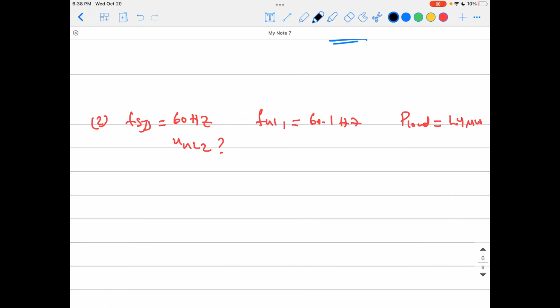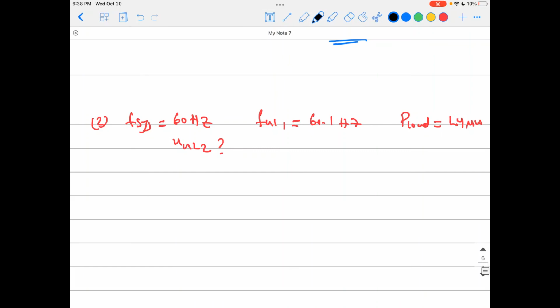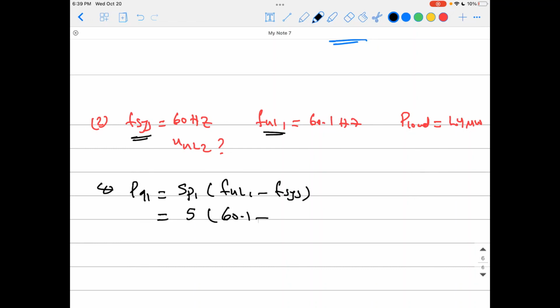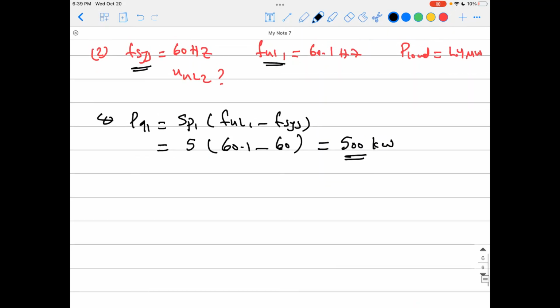So let's figure out what we have in our hands now. First of all, I know the no load frequency and the system frequency for the first generator, so you can find how much power is generated from it. P generator 1 equals SP1 multiplied by F no load 1 minus F system. SP1 is 5. The slope doesn't change because it's something fixed for each generator. The no load frequency is still 60.1, but the system frequency now is 60 because we want it like that. If you multiply that, it gives you 500 kilowatts, which is 0.5 megawatts. Okay, guys?